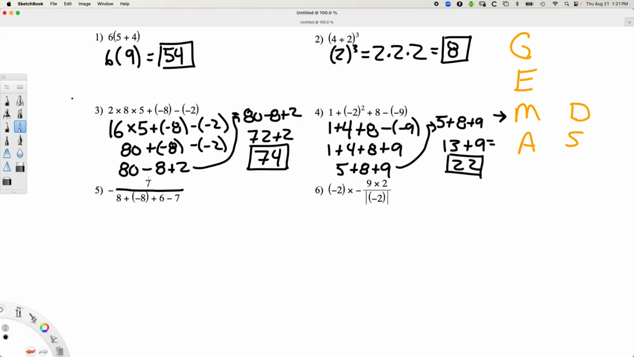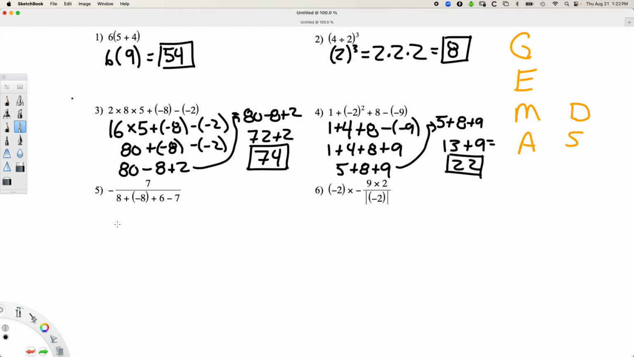The problem is I'm dividing 7 by all of this stuff down here, and I don't know what this is yet. So it's almost like I'm going to take this and put this in a grouping symbol. I have to do the stuff down here first before I can do my division, even though all the stuff down here is addition and subtraction, which is below multiplication and division in my GEMDAS. So again, it's almost like there's an invisible set of brackets or parentheses here telling me I need to do this first, then I can do the division.